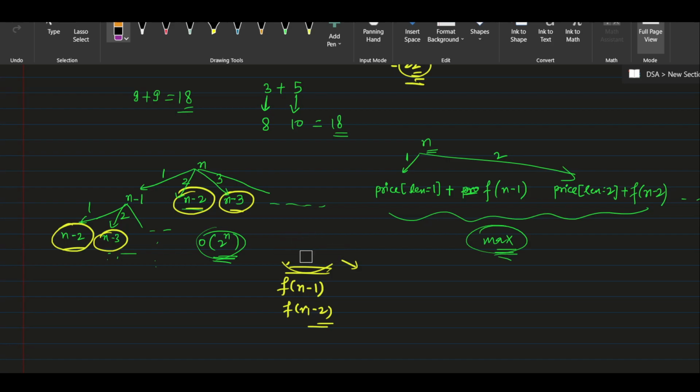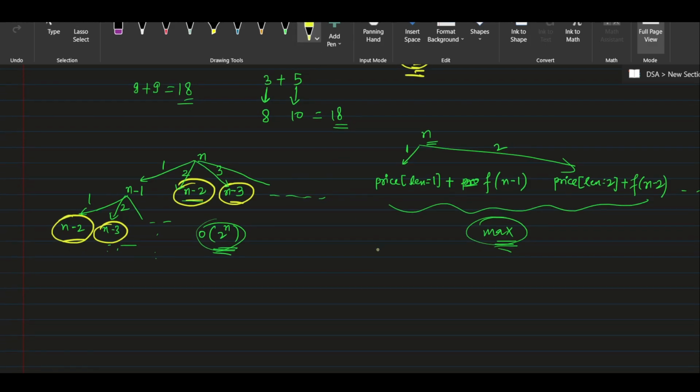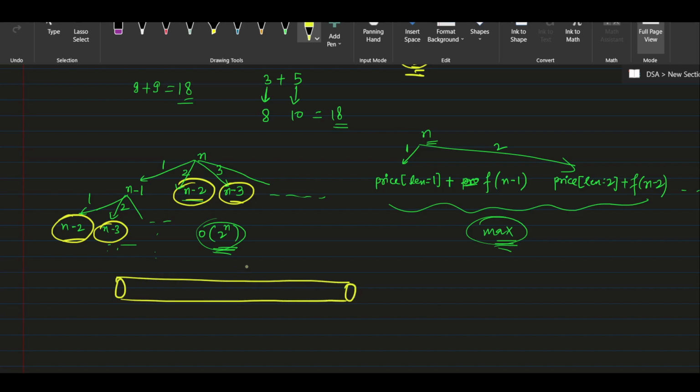Okay, so how will we apply dynamic programming here? I have a rod of length n.